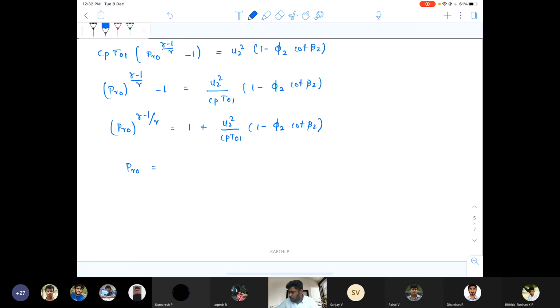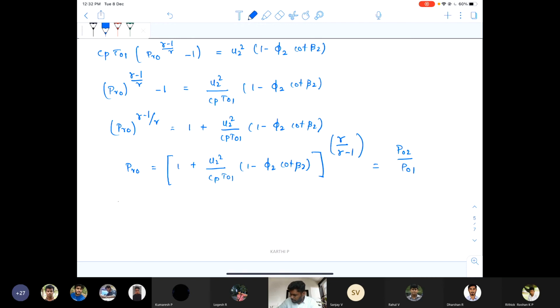Now if you take this power to the other side, you will be getting PR naught is equal to 1 plus U2 square divided by Cp times T01 into 1 minus flow coefficient at the exit into cot beta 2, to the power of gamma divided by gamma minus 1. This is equal to P02 divided by P01. That is the pressure ratio. PR0 is equal to P02 divided by P01.